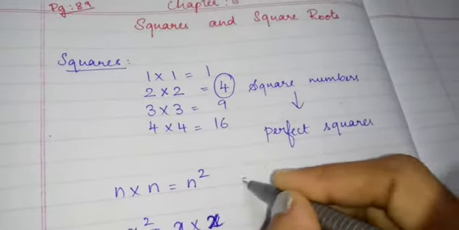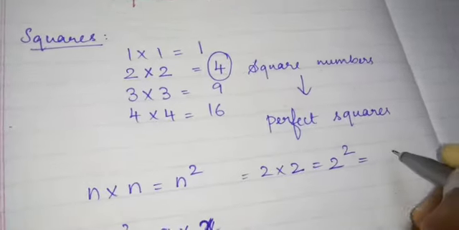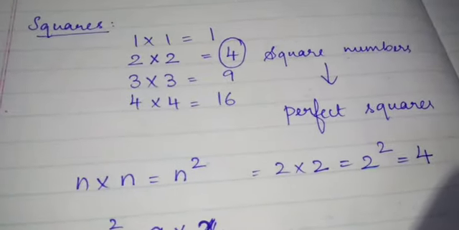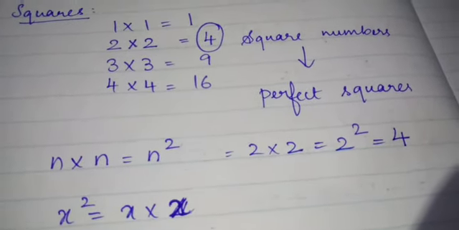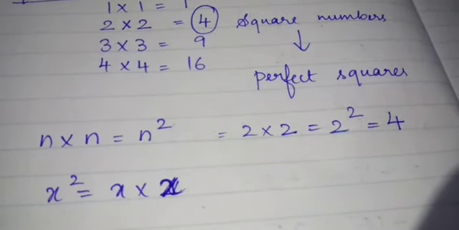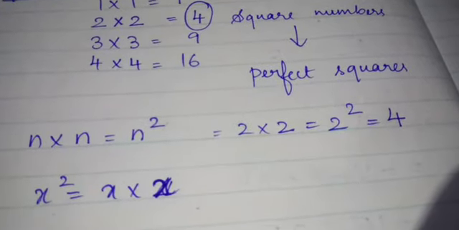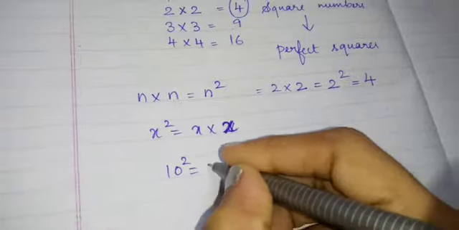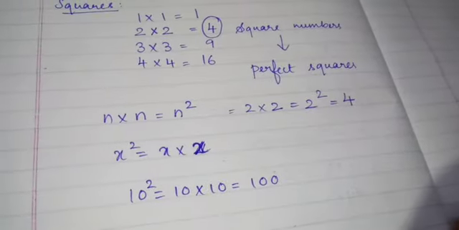So how will you write 2 into 2? 2 square. 2 square is nothing but what? 4. If it is given as 2 square, what should you do, children? 2 into 2, 4 you should write. Next, 3 square means 3 3s are 9. 10 square means if it is given like 10 square, what will you do? 10 into 10, 100. Okay, did you understand?